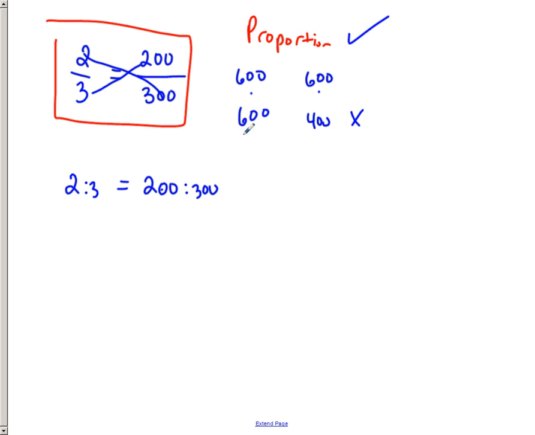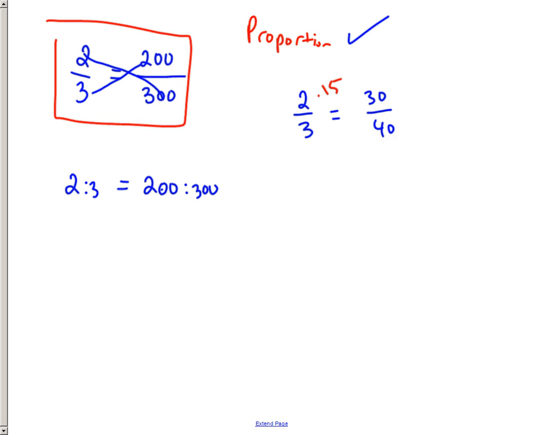So let me show you a situation that you might come across where it's not a proportion and you've got to figure it out. How about 2/3 equals 30 over 40? Well, 2 times 15 gets me 30, okay? But 3 times 15 does not get me 40. It gets me 45. So that is not a proportion.